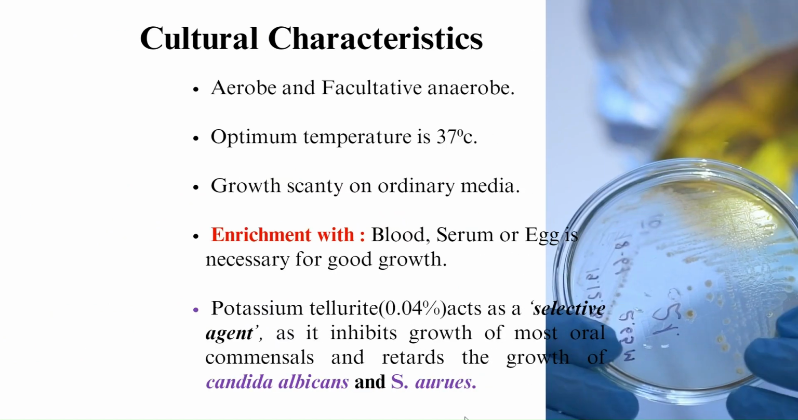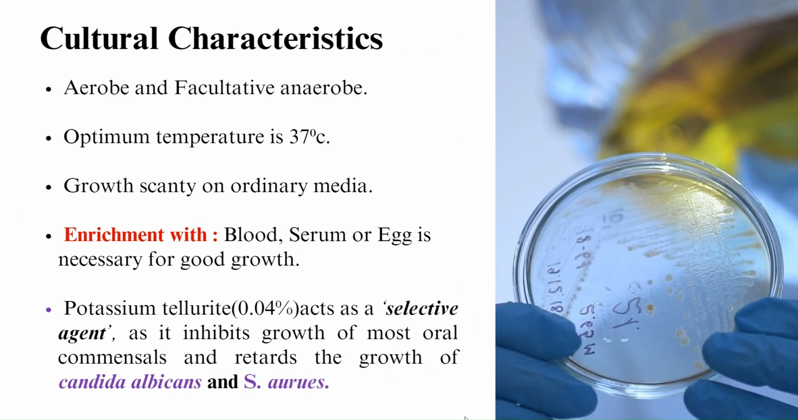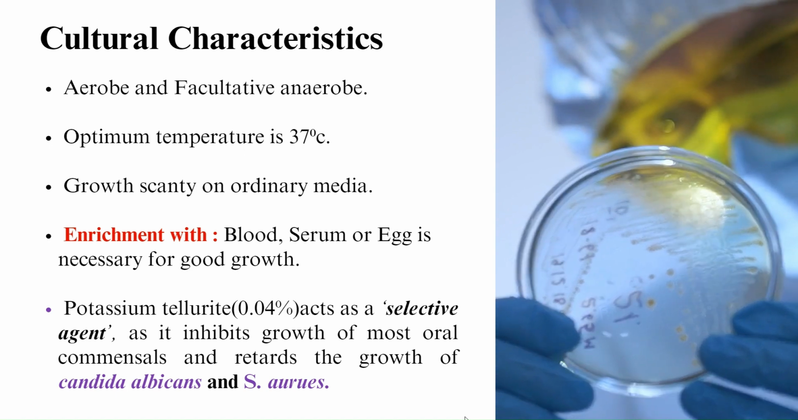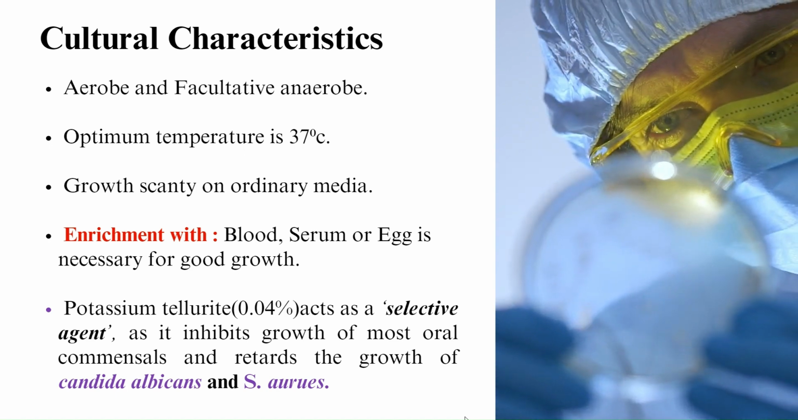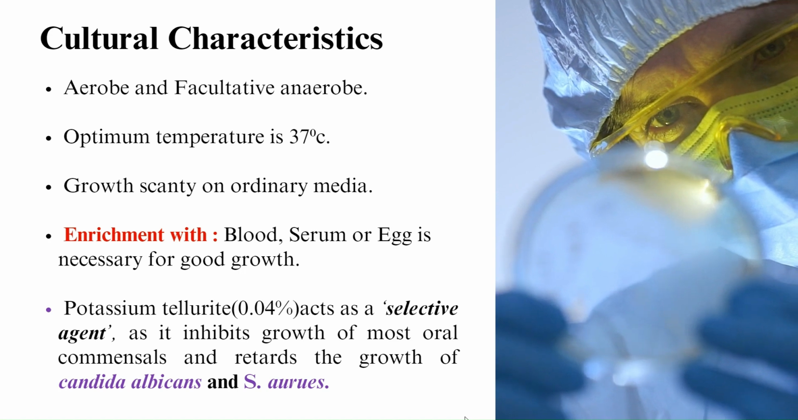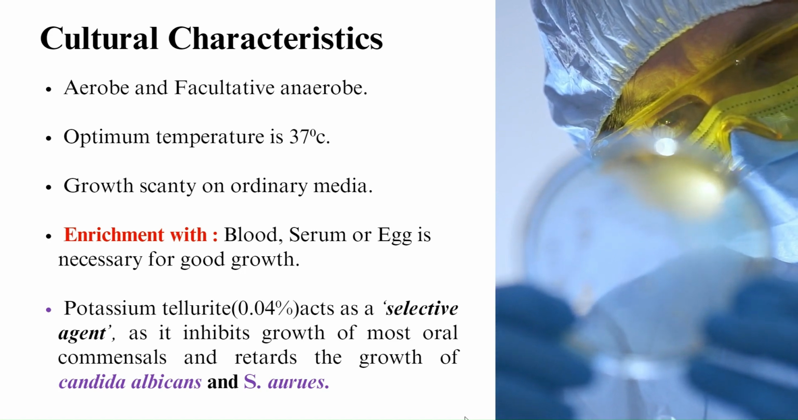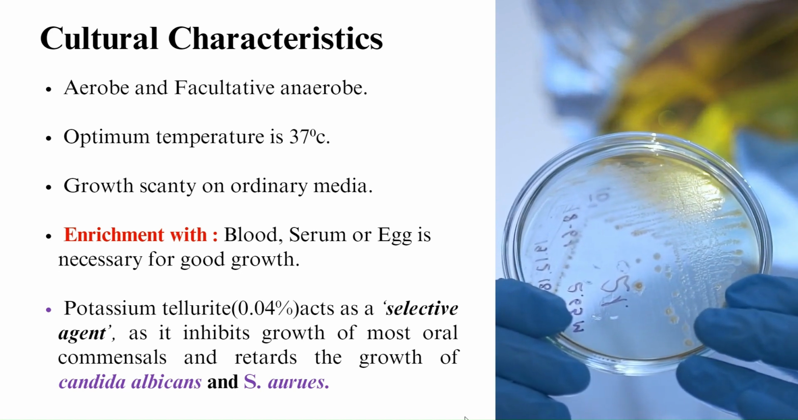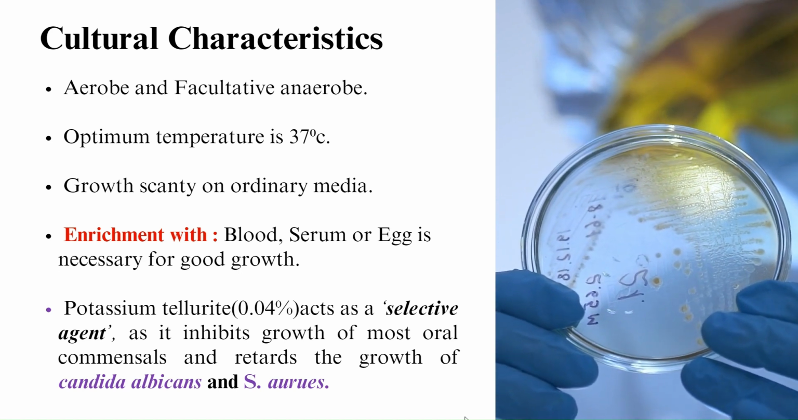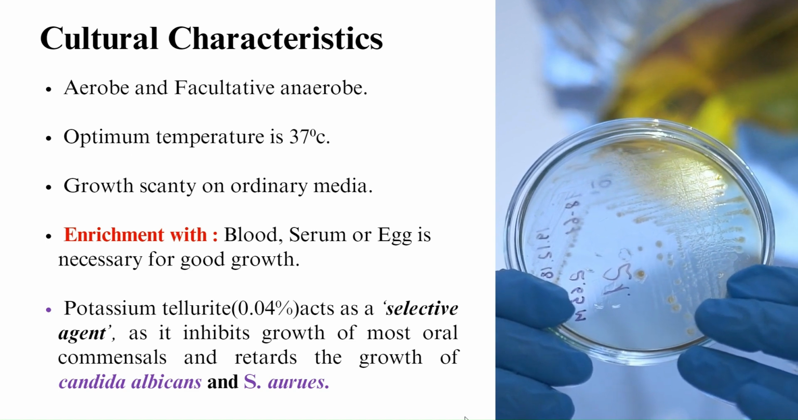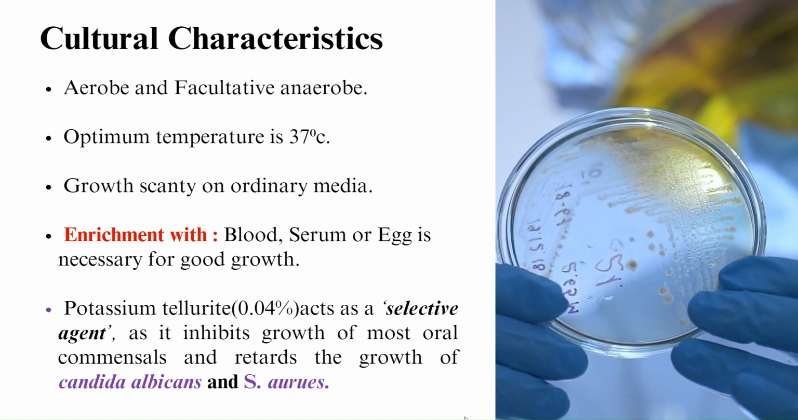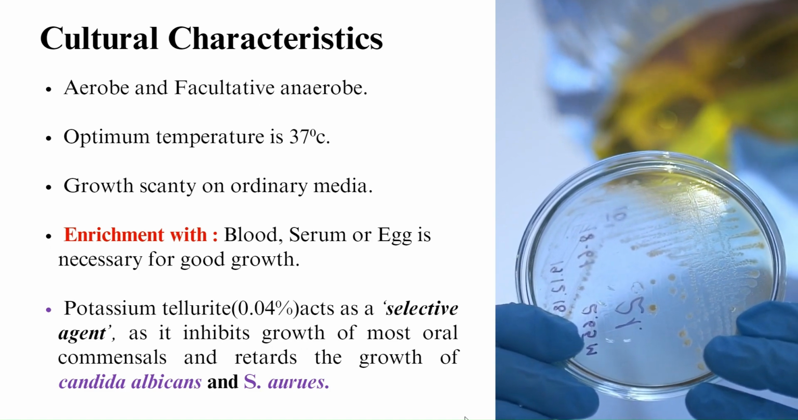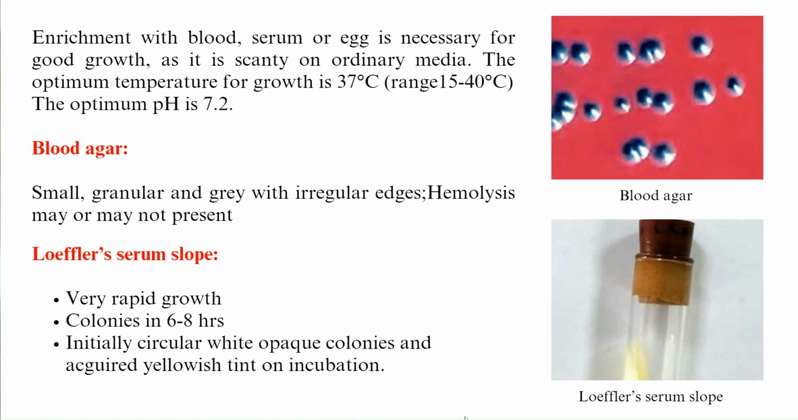Moving on to the cultural characteristics. Corynebacterium diphtheriae are aerobes as well as facultative anaerobes. Their optimum temperature for growth is 37 degrees Celsius. Growth is scanty on ordinary media. Enrichment can be done with blood, serum, or egg for good growth. Potassium tellurite 0.04% acts as a selective agent, as it inhibits growth of most oral commensals and retards the growth of Candida albicans and Staphylococcus aureus. Their optimum pH is 7.2.